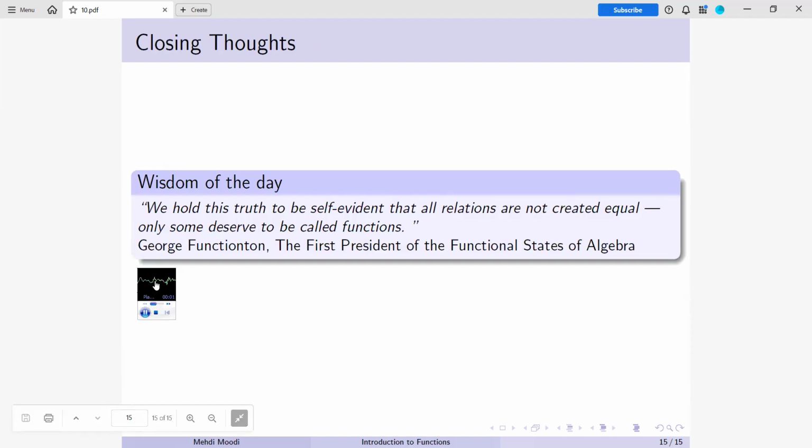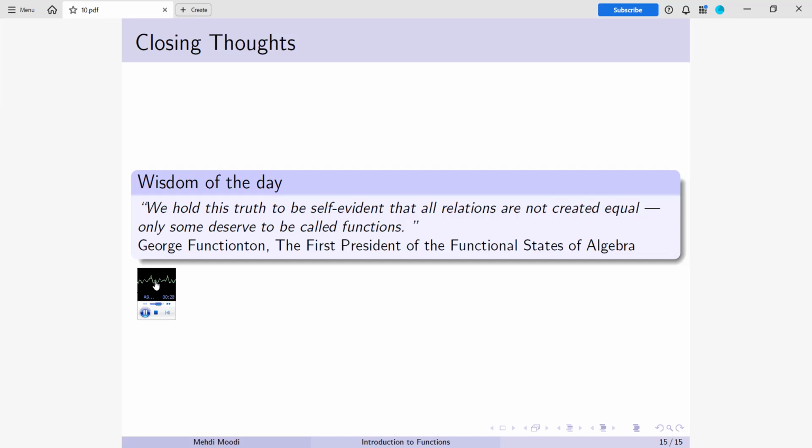George Functionton led the Great Revolution against ambiguous outputs. Before his time, relations were wild and unpredictable. One input could flirt with multiple outputs without consequence. Functionton couldn't stand the chaos. He drafted the function clause and declared that every input deserved one, and only one, loyal output. Thus, the function was born.